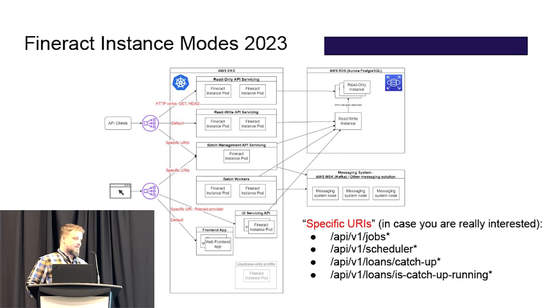Some specific URLs or URIs should be directed to the batch management servicing Fineract pod. For those who are really interested, I listed all four of those URIs that need to be directed to the batch management API. And by default, the API clients should go to the read-write servicing APIs. Now, it is a pretty safe assumption that this works in production.